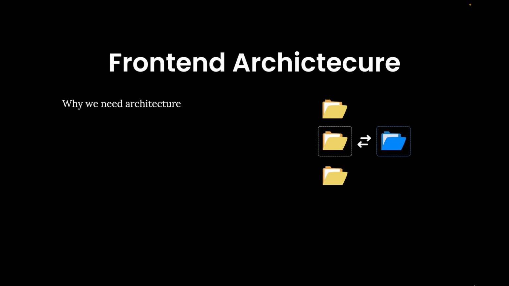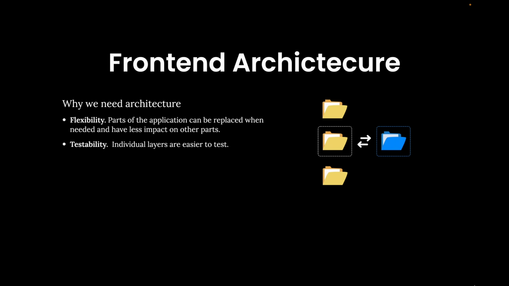So why do we need architecture? First, flexibility. It allows different parts of the app to be modified or replaced without affecting everything else. Realistically, how often do you replace React with Vue or Vue with Svelte? Probably not too often, but flexibility isn't just about swapping frameworks, it's about having clear boundaries between components to make application maintenance easier. Testability. Individual layers are easier to test. And scalability. As an app grows, clear separation of concerns helps manage complexity.